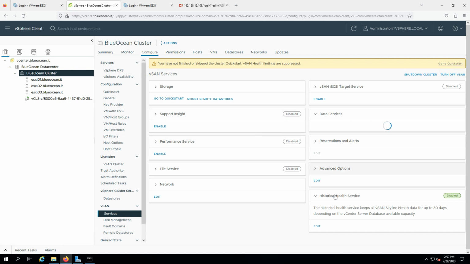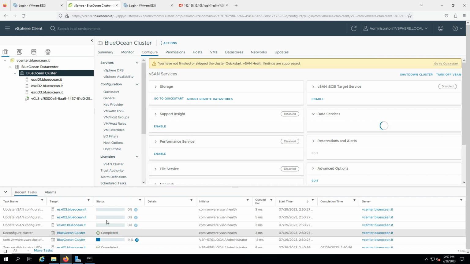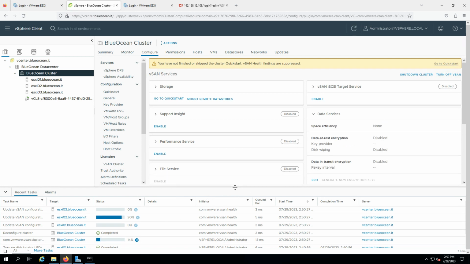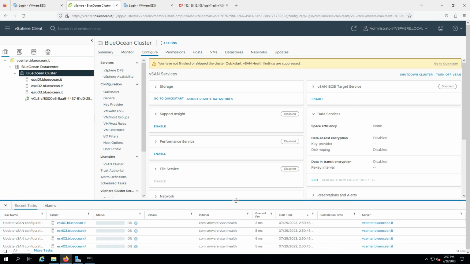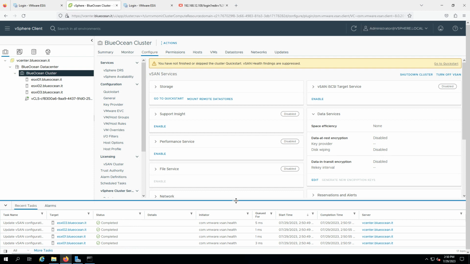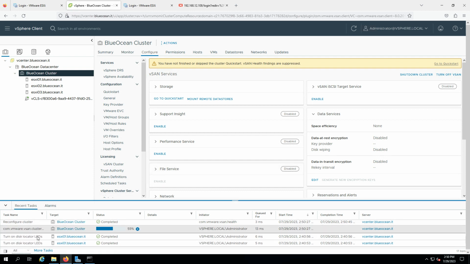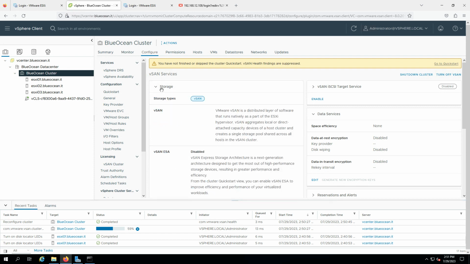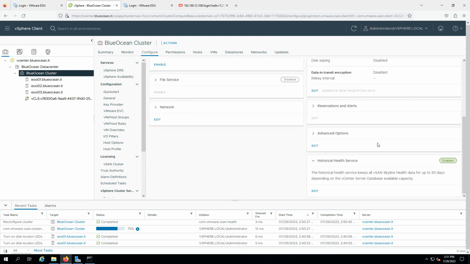So I create my vSAN. It's going to populate the disks, create the disk groups, and it will create a big datastore. Let's wait. Yes, so I'm finished. For the storage, everything is finished.